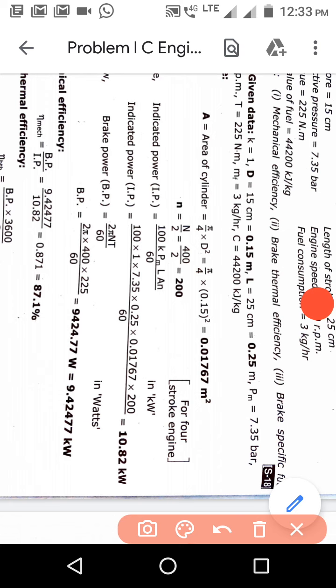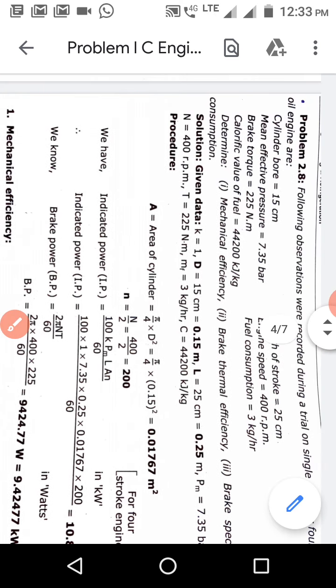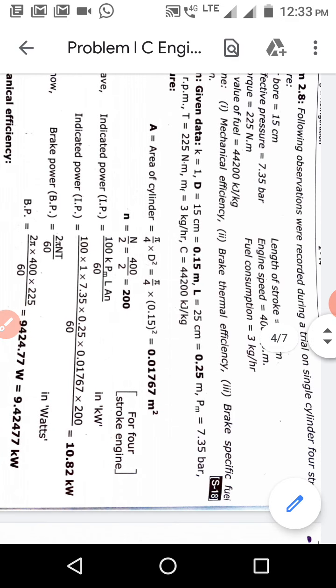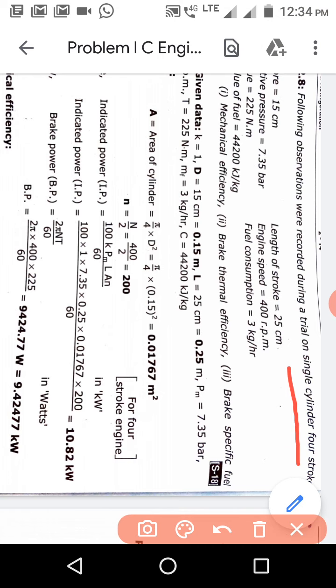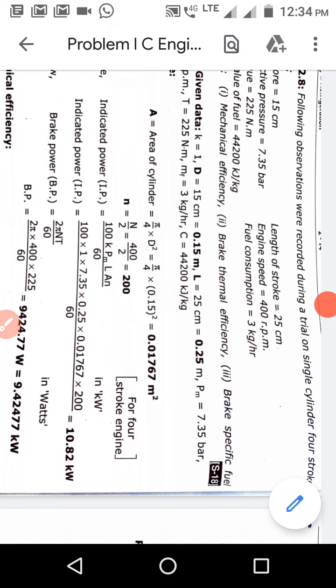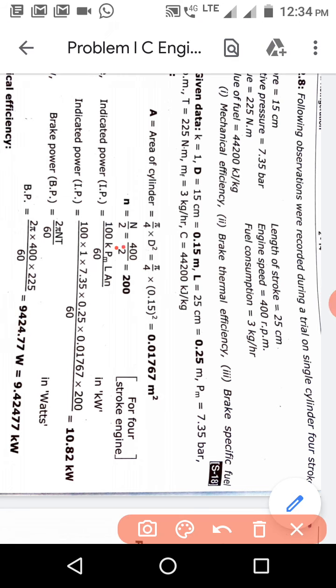So prior to using this formula, we'll check whether the number of cylinders is given or not. If it is not given, we have to assume it is equal to 1. Single cylinder 4-stroke engine is given in this problem. So here you can read, single cylinder is given. So K is equal to 1.